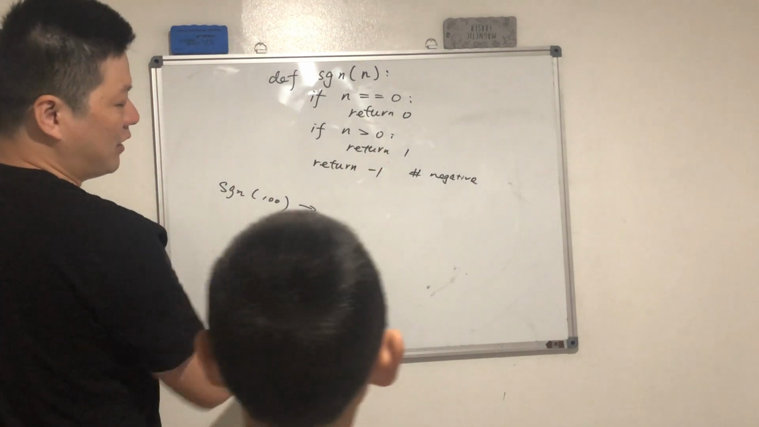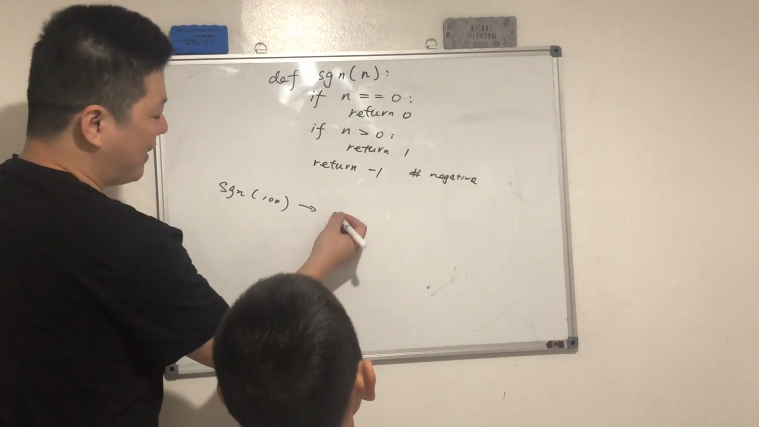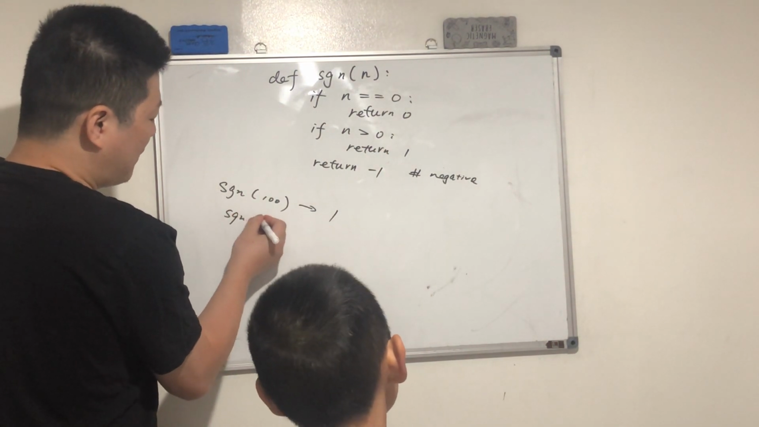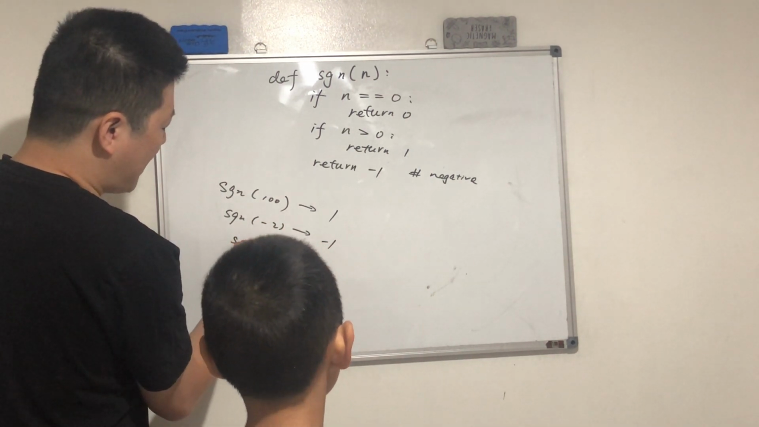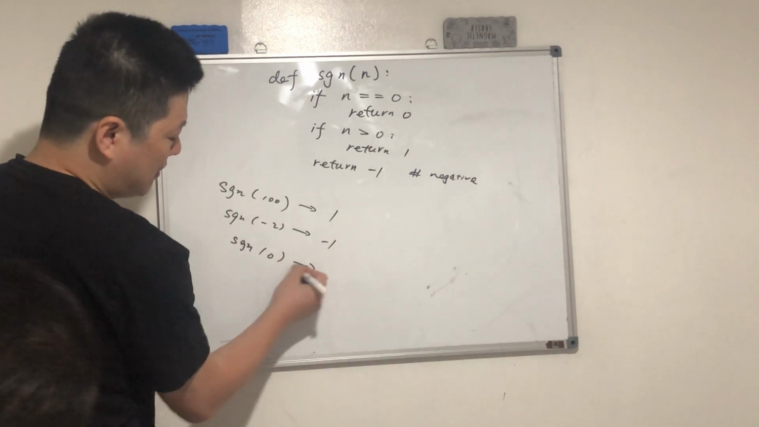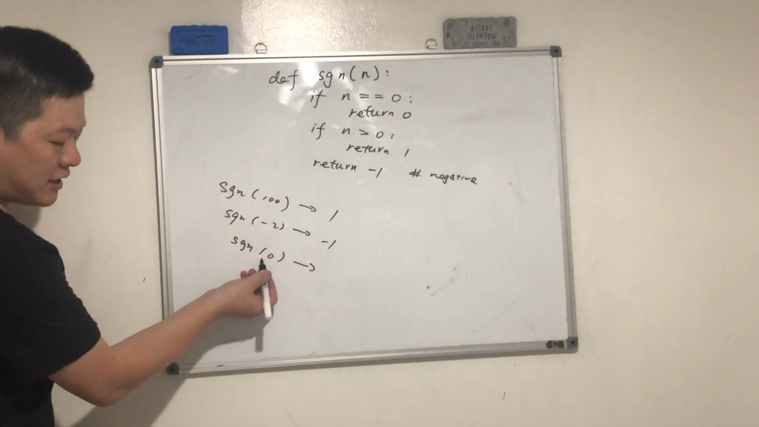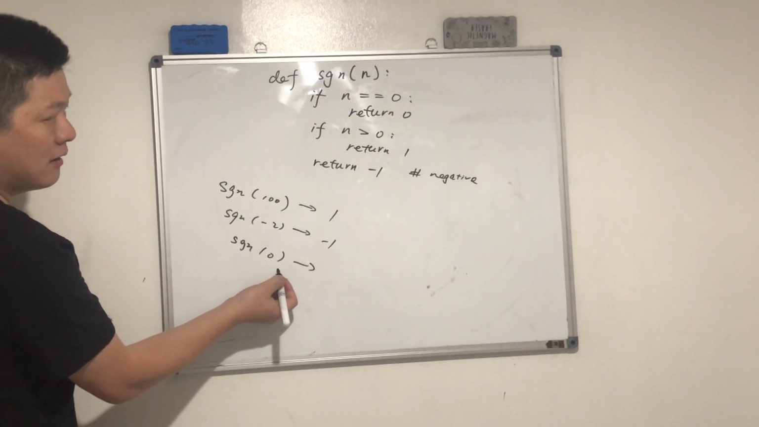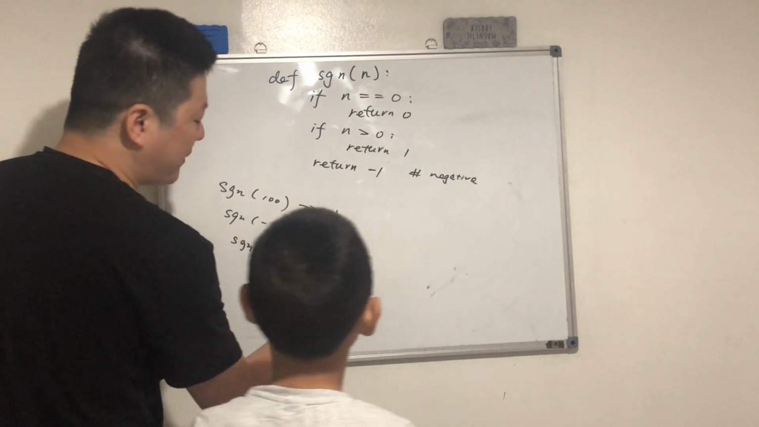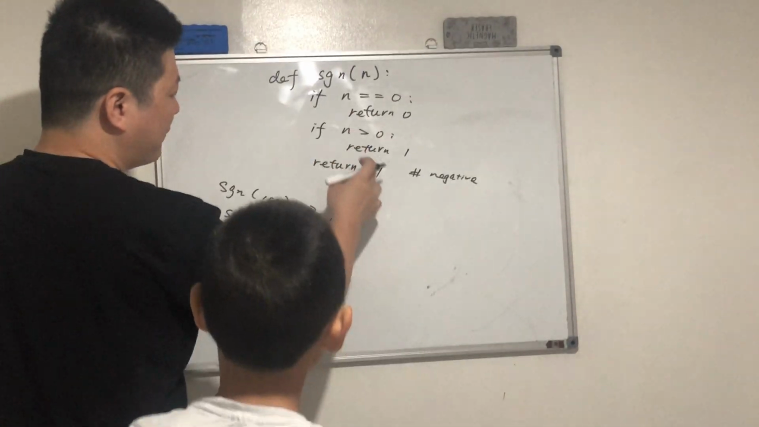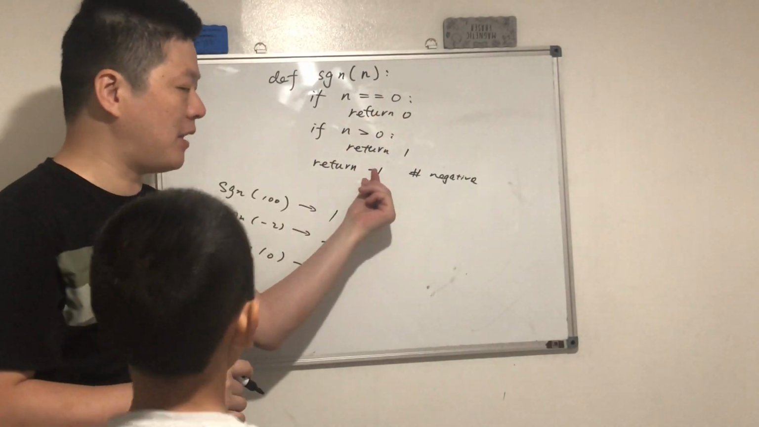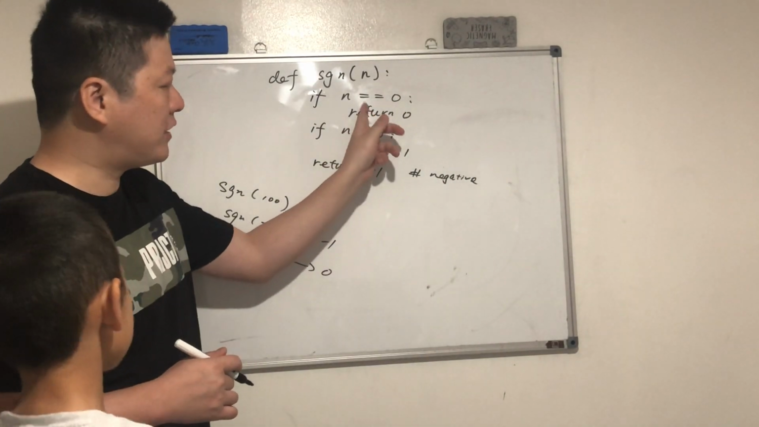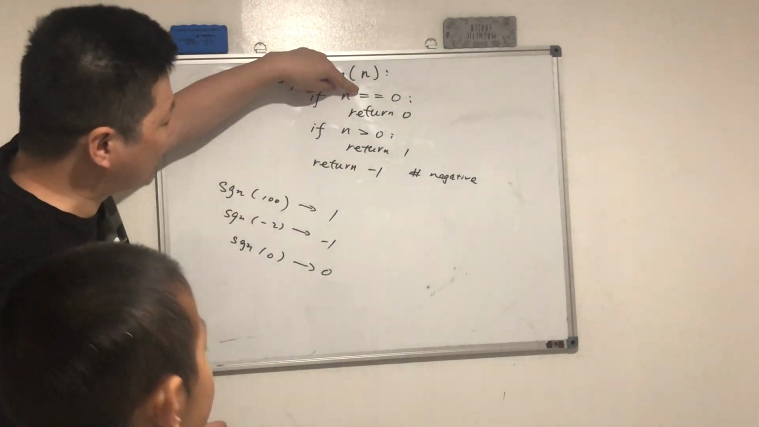If it's a positive number, you should return what? 1. SGN minus 2, return what? Minus 1. SGN 0, return 0. So only 3 possible values come out of this function. If it's a positive number, return 1. If it's a negative number, return minus 1. If it's 0, return 0.